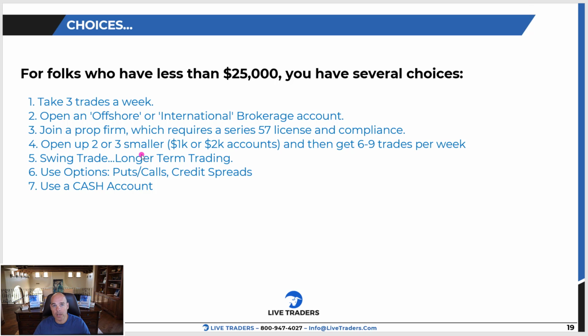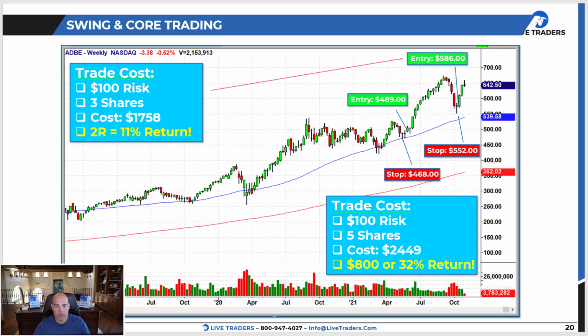If you want to swing trade because you have a job and you can't spend an hour a day in front of the computer, that's fine. I'm okay with that. But that aside, I think open up 2 or 3 smaller accounts with margin, use a cash account or options, spreads, puts, calls, etc. And you know what? It can be done. You can swing and core trade.